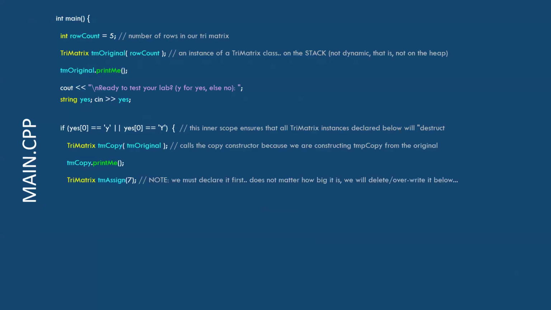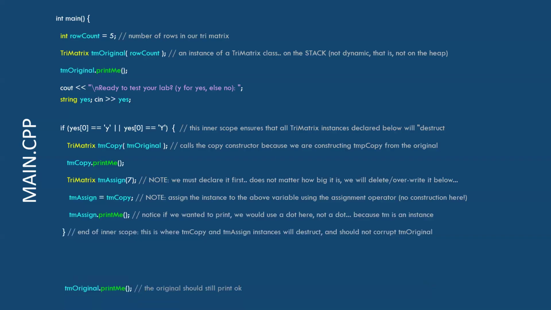And then we make another one, and then we do our assignment. This one has 7 rows and this one has 5. So when we copy the 5 over the 7, it should get rid of the 7 stuff properly and then make a duplicate of the TM copy. And then we can print that back out. So that's our triangular matrix.